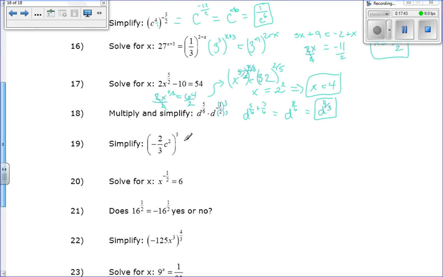For number 19, I need to simplify. I'm raising negative 2/3 c squared to the third power. So that means I need to raise negative 2/3 to the third power. So negative 2 times negative 2 times negative 2 is negative 8 over 3 times 3 times 3 is 27. And a power to a power, so I have c to the 6.